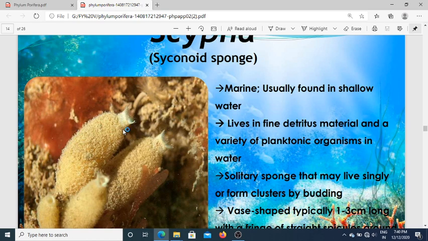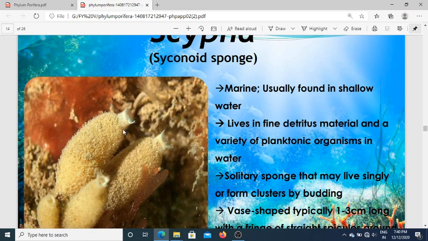They are either monaxon, triradiate, or tetraxon type. The canal system may be asconoid, syconoid, or leuconoid type. Reproduction is asexual or sexual. Asexual reproduction takes place by budding or by the formation of reduction bodies. In sexual reproduction, the embryo develops into an amphiblastula.